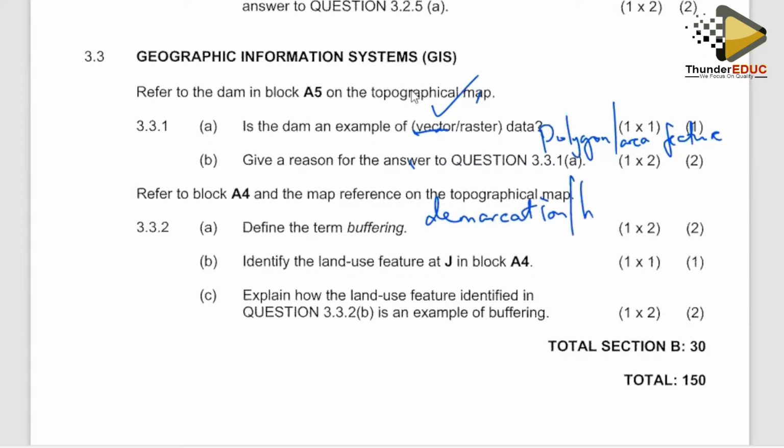Putting a boundary around a geographical feature, that is buffering. Putting a demarcation or a boundary around a geographical feature, that is what we refer to as a buffering process.